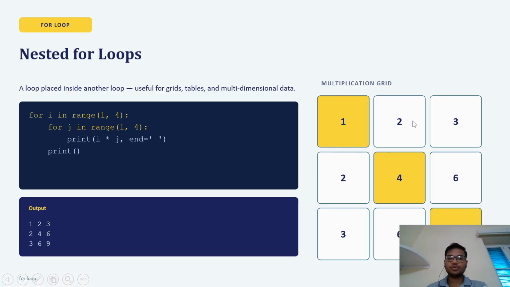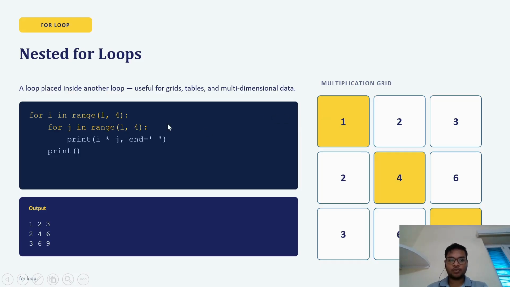Now what do we have to do? Just print i into j. What does it mean? Just see. First of all, the outer loop will be running. Now i is equal to 1. Let's go inside the j part. Now j will be 1. So 1 into 1, 1, output is 1.